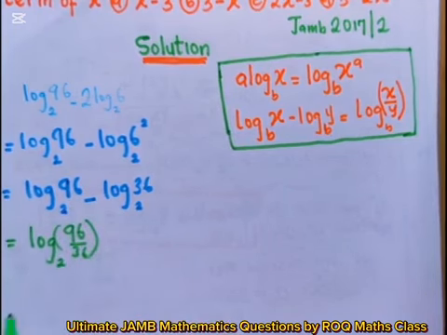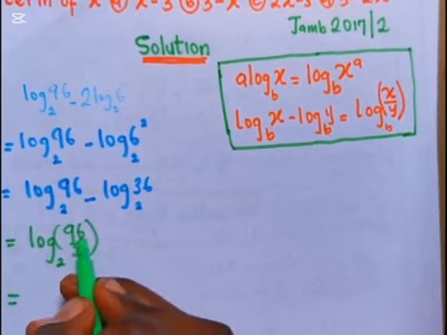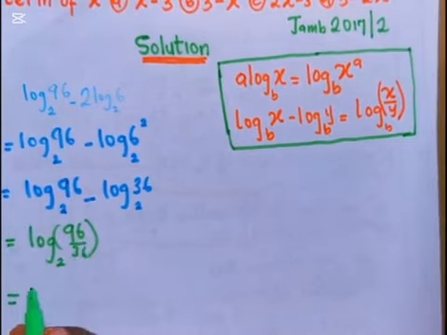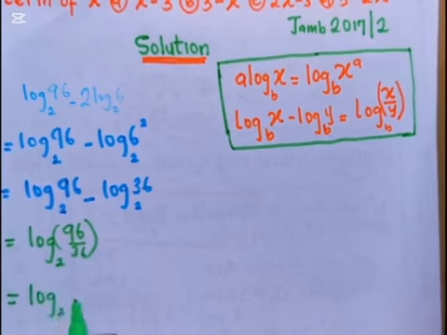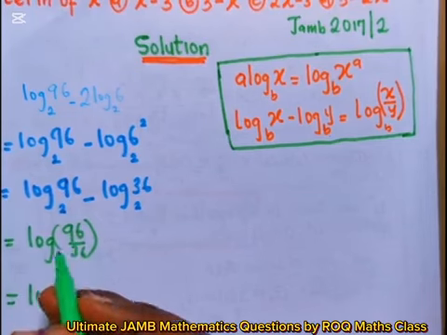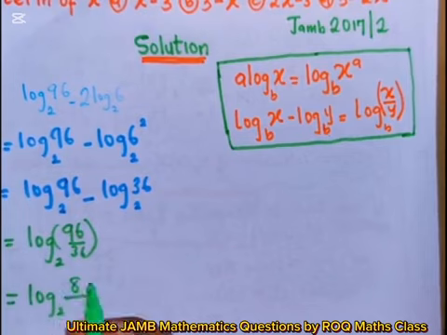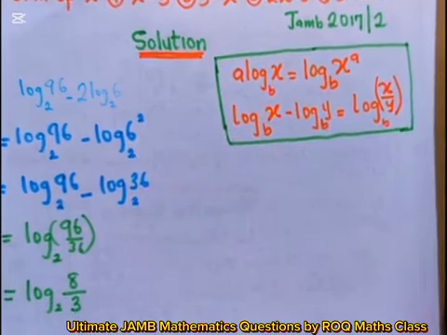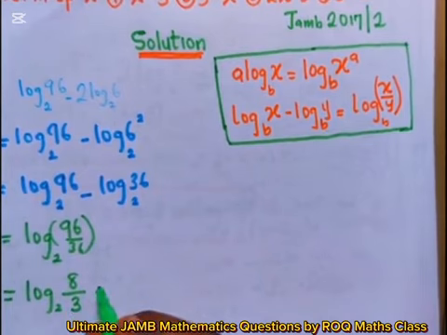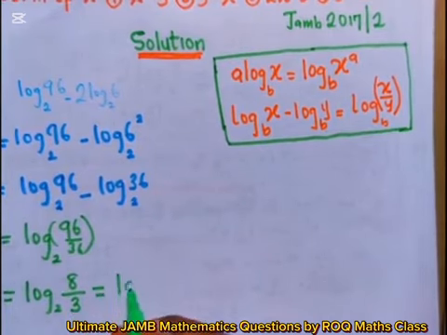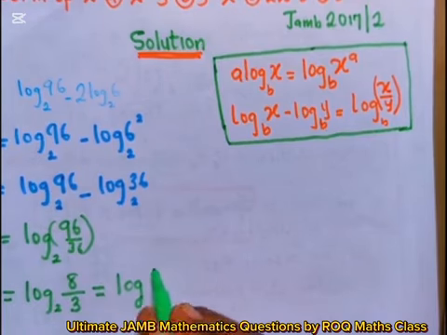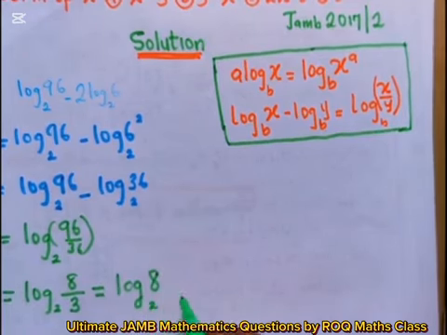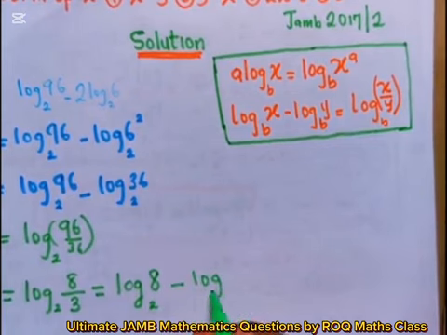base 2. And this is the same thing as, how many 12 can I see in 96? You can see 8. How many 12 can I see in 36? We can see 3. So I have the log of 8 over 3 base 2, which is the same thing as the log of 8 base 2 minus the log of 3 base 2.